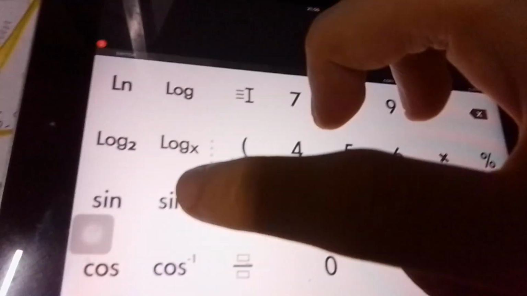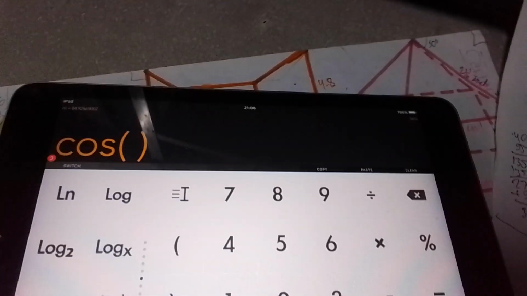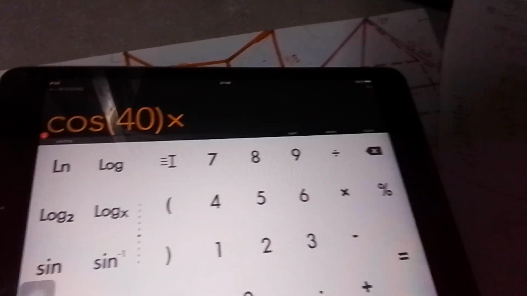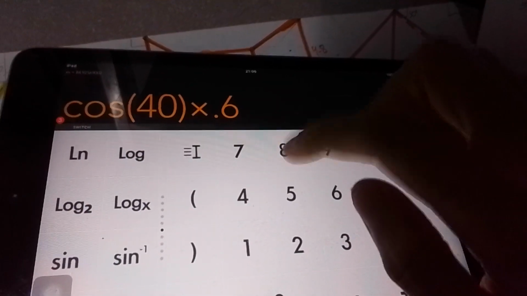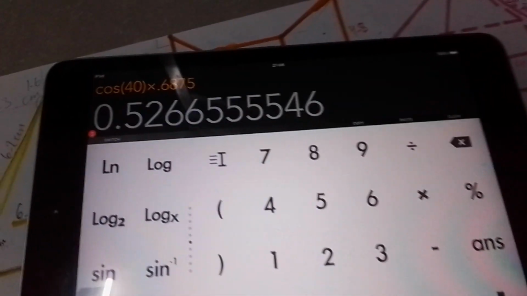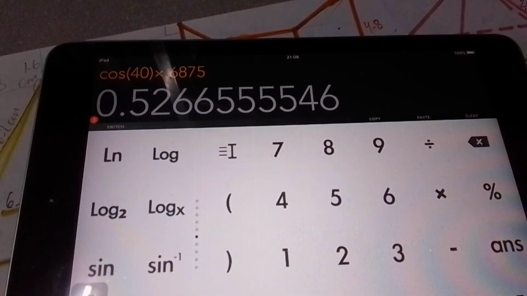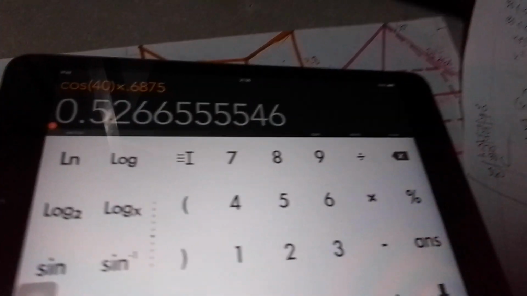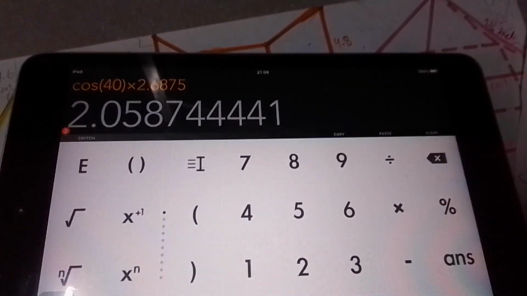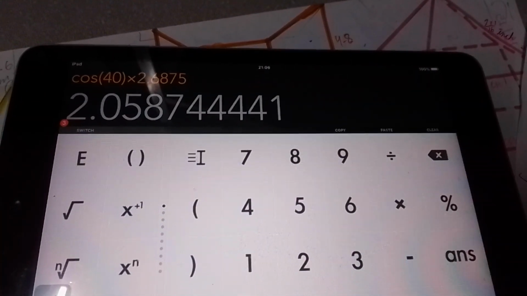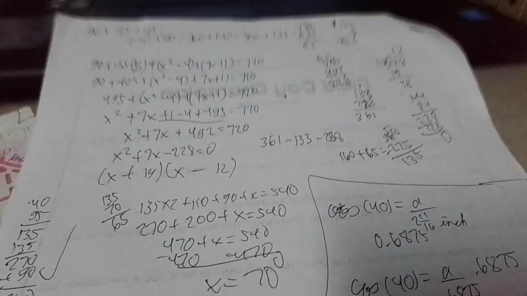Where's the cosine? Ayan, hanapin mo yung cosine, not the one with the minus 1. Cosine of 40 times 0.6875. And we should get the measure of 0.566. Dapat supposed to be 2 point, not 0.6. Mali. So, tama, 2.05, 2.0587441 inches. Let's get the ruler and check it out.